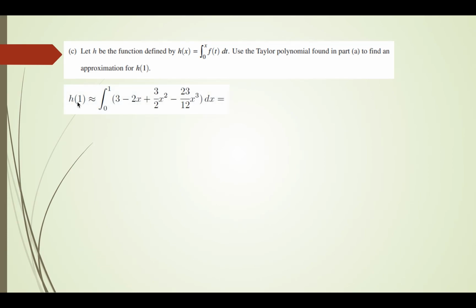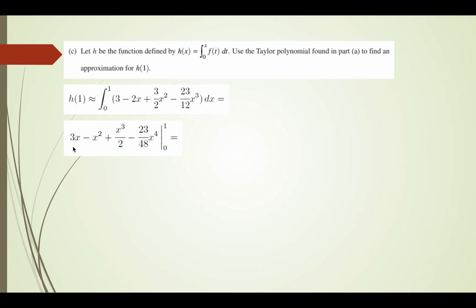So first of all, what does h of 1 equal? Well, h of 1, if you plug in 1 for x, would equal the integral of f from 0 to 1. So here I'm integrating from 0 to 1. This is my function f that I'm integrating. And then notice the next step here is just that integral.